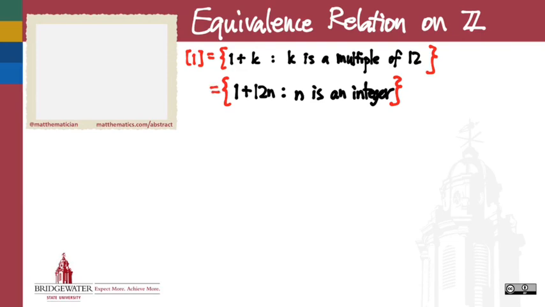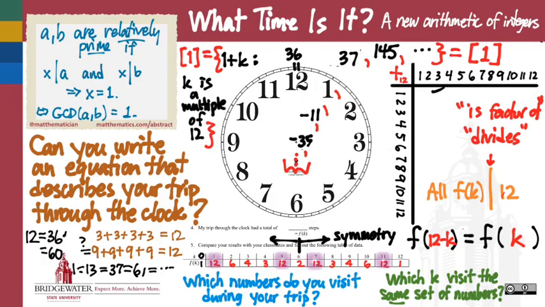And it's kind of a nice way because it also gives us a 1-to-1 correspondence between the elements of this equivalence class and the integers. So you give me an integer, I give you one of these numbers that's in the equivalence class of 1. And vice versa. If you give me one of these numbers in the equivalence class of 1, I can give you an integer. And that exchange is a 1-to-1 correspondence. You give me different integers, I give you different numbers on the clock, and vice versa.